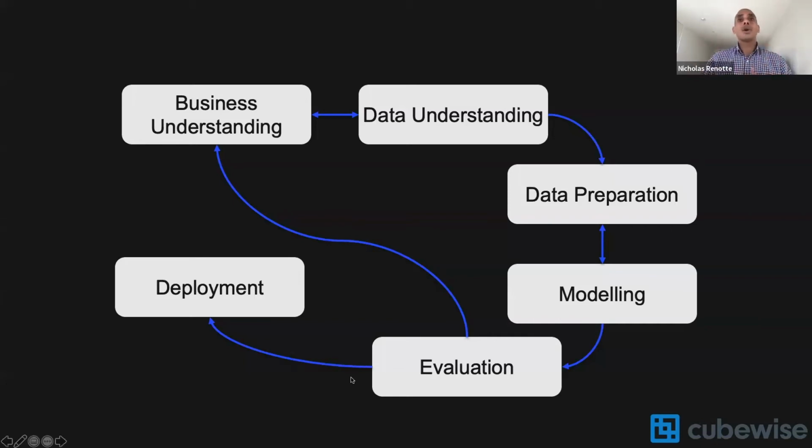Now, once we perform that evaluation step, we can go one of two routes. We can go to deployment and take our model and deploy it live and push it into production. But again, the data science lifecycle is iterative. So even though we might have performed our evaluation, we can always go back to our business understanding step and reiterate and refresh our model to improve on it. So that really encapsulates the data science lifecycle.